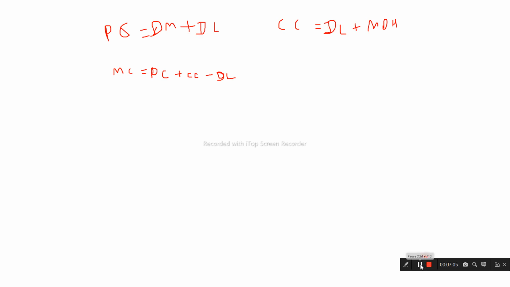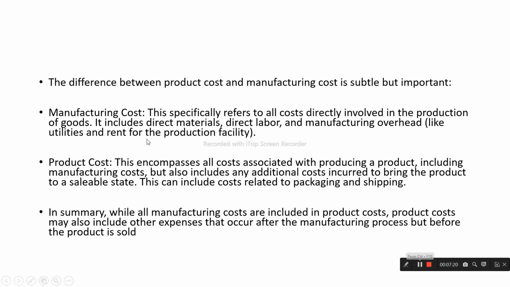You can also derive different formulas from this, but it's enough for you to understand what prime and conversion costs are as cost terminology. So we have seen what a manufacturing cost is, but how does the manufacturing cost differ from a product cost? Listen to this once.